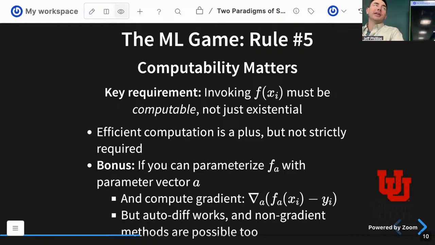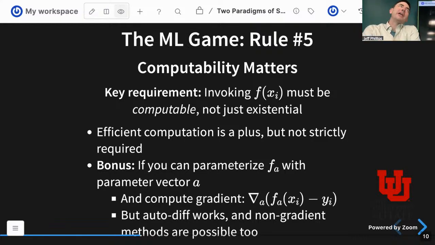The computability can include lookup tables in some places. Like the inverse of a normal distribution is not computable in closed form. There's not a closed form way to solve for this, but there are lookup tables built into these programming languages.